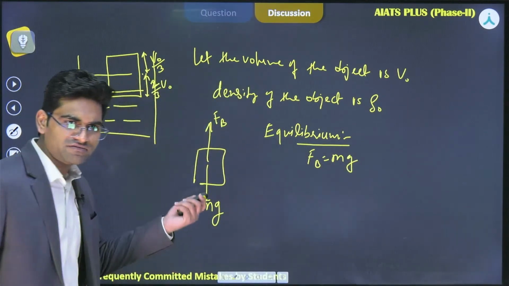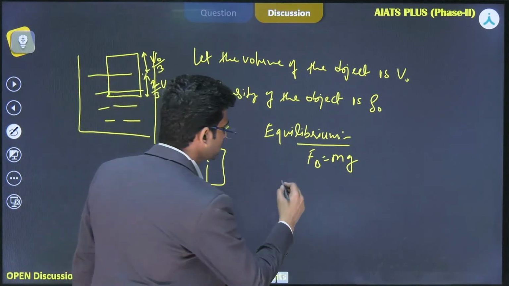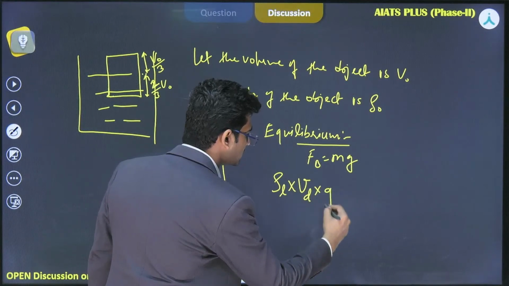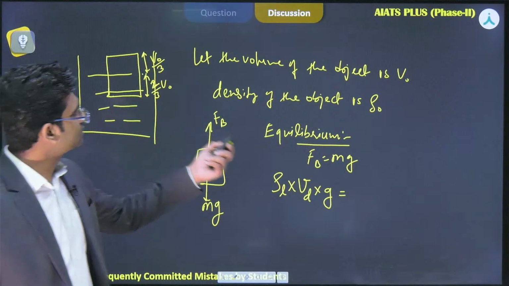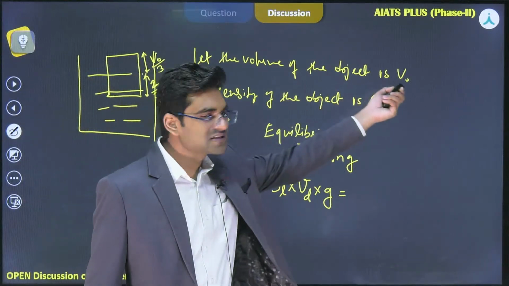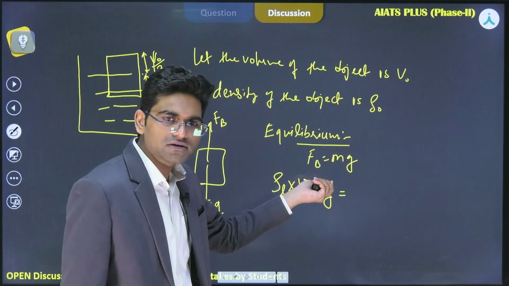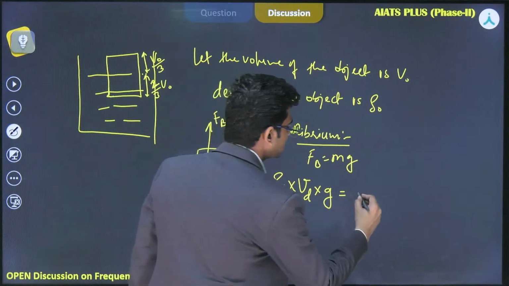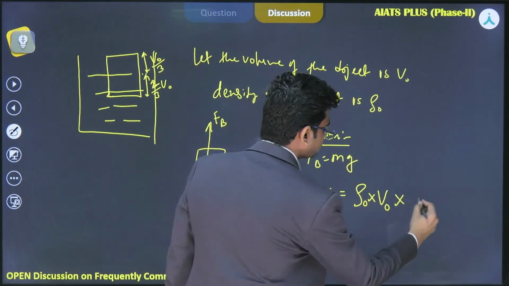Do we know the formula of Fb? Yes, we already know the formula of Fb, that is equal to rho of liquid into volume displaced into g. However, I can write m here. I have already taken the volume of the object as V naught and the density of the object is rho naught. So what would be the mass of this object? That would become density of the object, volume of the object, into g.